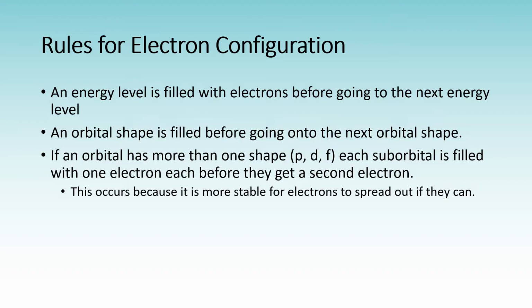The first thing is an energy level is filled with electrons before going to the next energy level. Also, an orbital shape, so S, P, D, or F, is going to be filled before going on to the next orbital shape. So we can't have things half done. Now, third thing, if an orbital has more than one shape, so our P, D, and F orbitals, each suborbital, so each one of those shapes, is filled with 1 electron each before they go to the second electron. And this occurs because it's more stable for the electrons to spread out if they can, and then start pairing up.